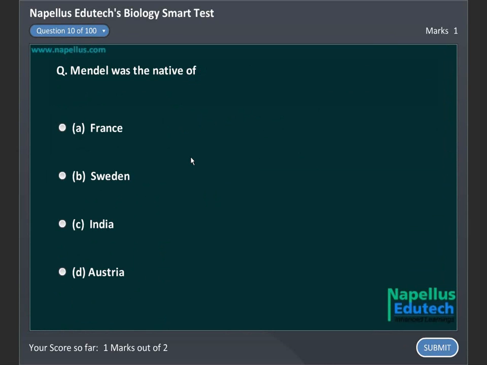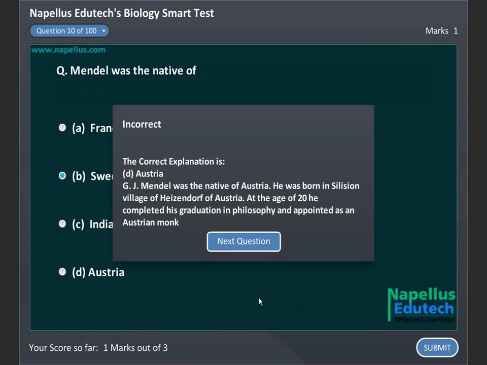Mendel was the native of: A. France, B. Sweden, C. India, D. Australia. Correct answer is D. Australia.